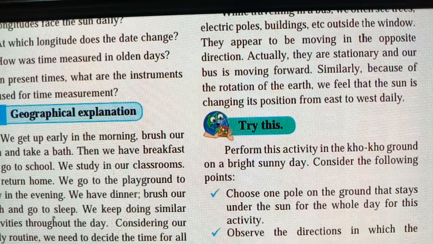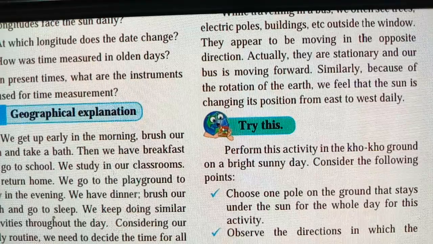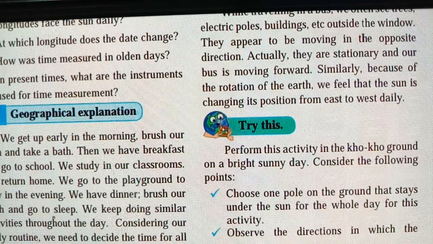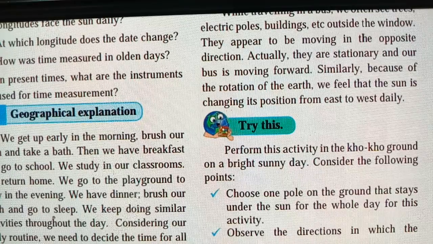So because of the earth's rotation, the sun is also changing its position from one place to another. Then it's moving to the east, then it's moving to the west side. So it is a rotation. Means the earth is also rotating, and the sun is also rotating. So this is the position of the sun, east to west, with the earth.